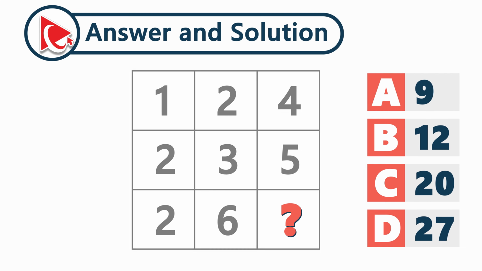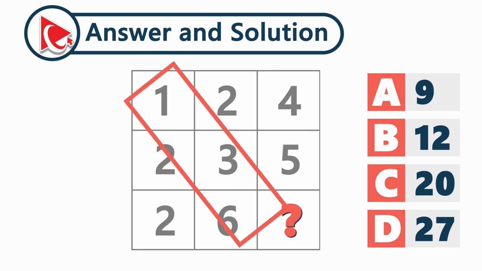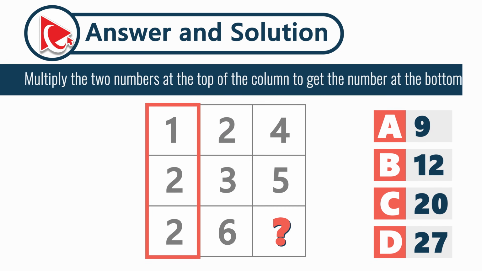The trick pattern here is very simple, but it's hidden in plain sight for most. Instead of rows, we need to focus on columns. In fact, we need to multiply the 2 numbers at the top of the column to get to the number at the bottom. Take a look at the first column.